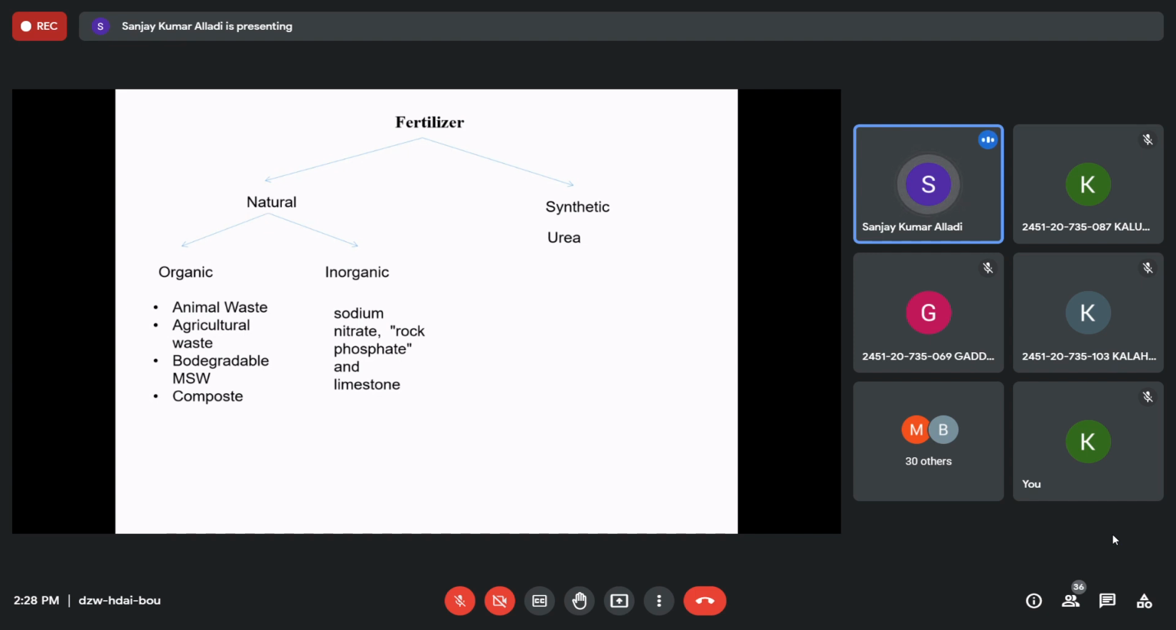Macro means the nutrients which are required in large quantity. Micro means the nutrients which are required in small quantities. Macro means NPK, simple thing. Just remember this, NPK, right? Nitrogen, phosphorus, and potassium. These are macronutrients, and micro means we have plenty like iron, manganese oxide, calcium, magnesium, right? All these are nothing but the micronutrients which are required in small quantities, right?